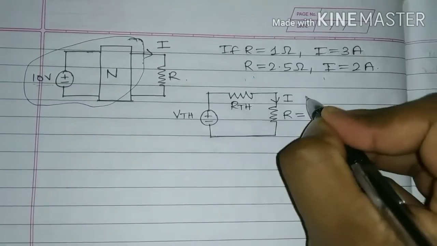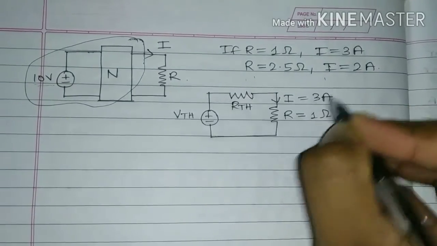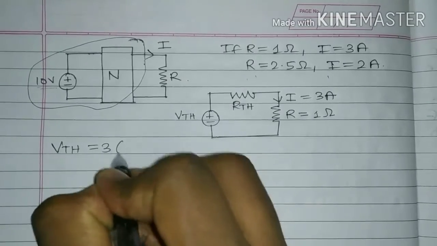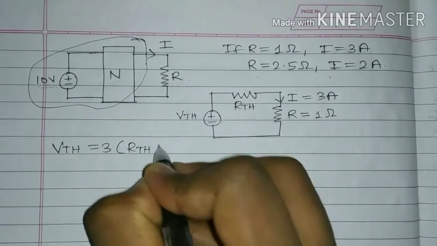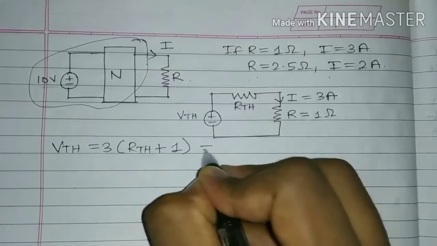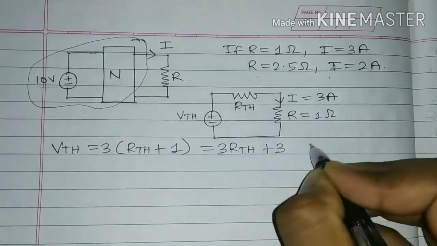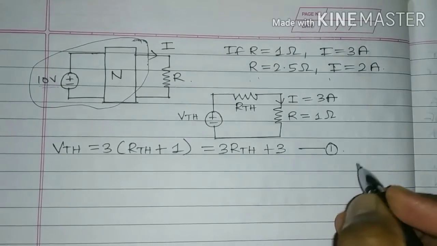So if R is 1 ohm, I is 3 amperes. Now by KVL we can write that VTh is equal to 3 into RTh plus 1, which is equal to 3 RTh plus 3. Let's name this as equation number 1.